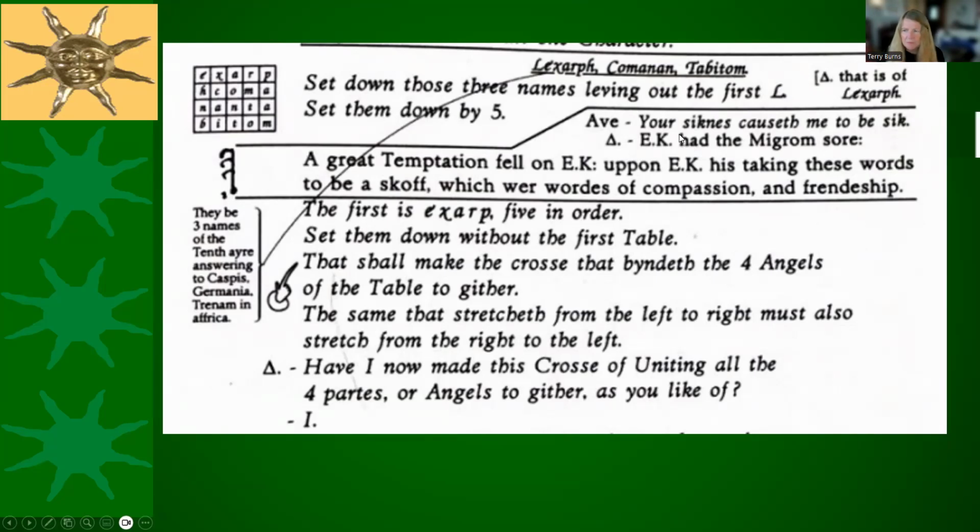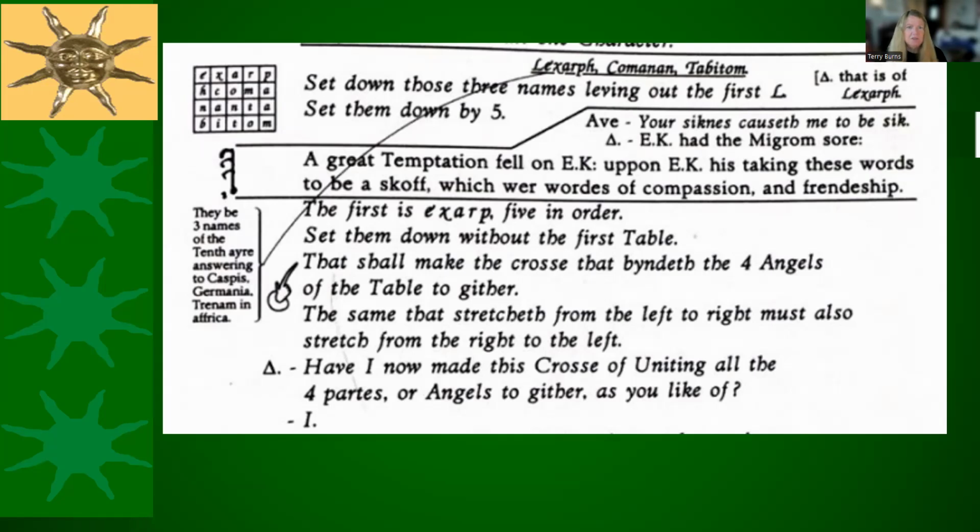Meanwhile, Kelley is having a migraine. That's making Ave sick. And there's the usual local drama going on. While Ave says, the first is Exarape, 5 in order, set them down without the first table. What does that mean? Without the first table. Outside of, but they look like they're inside.